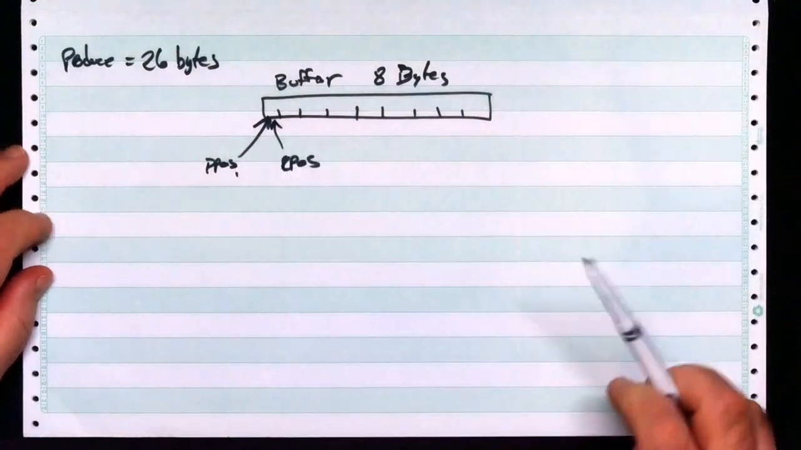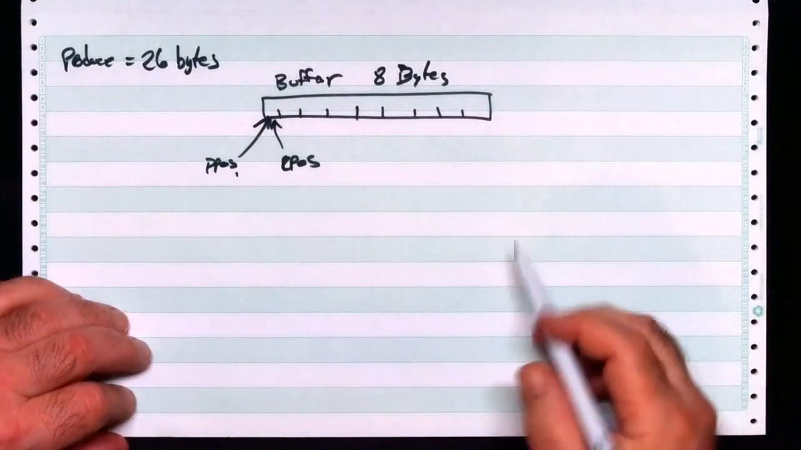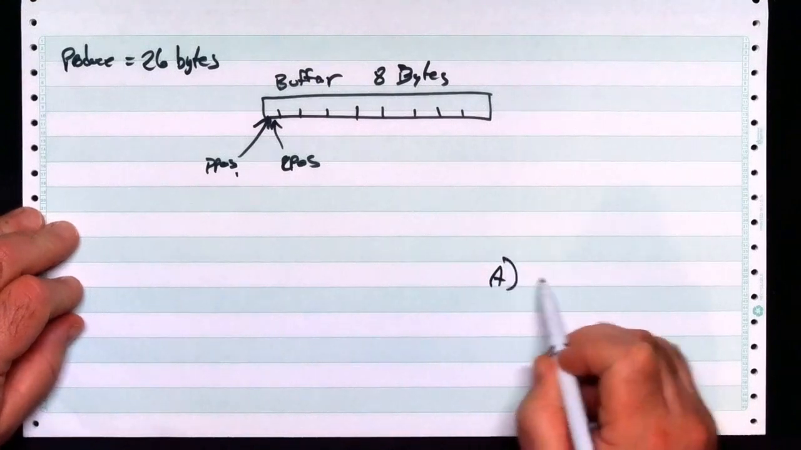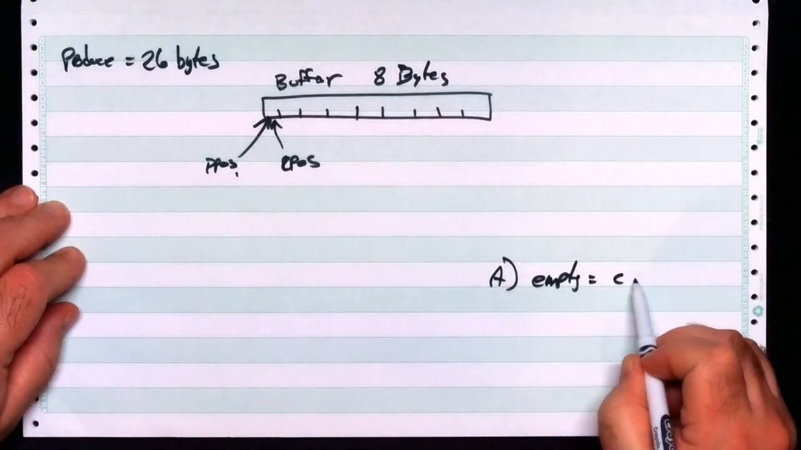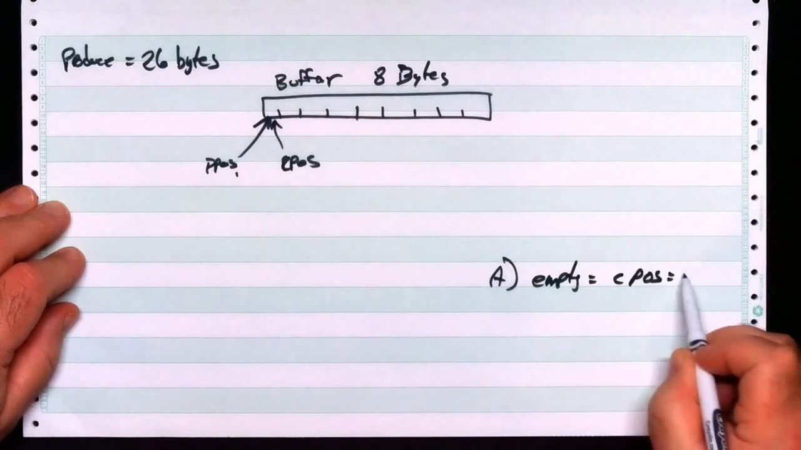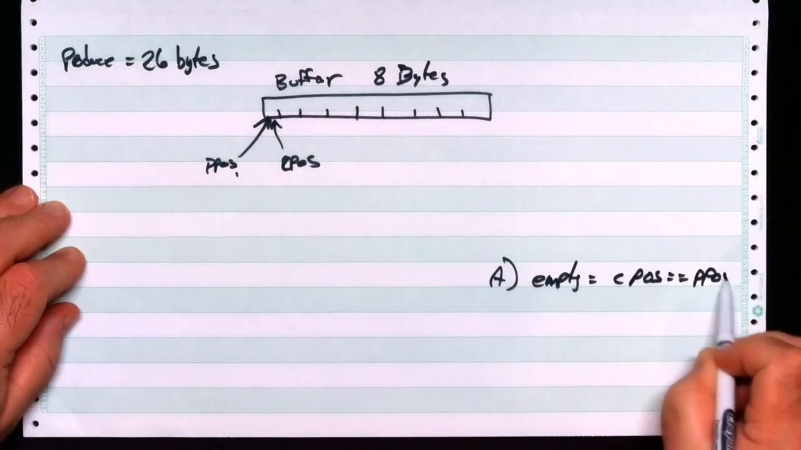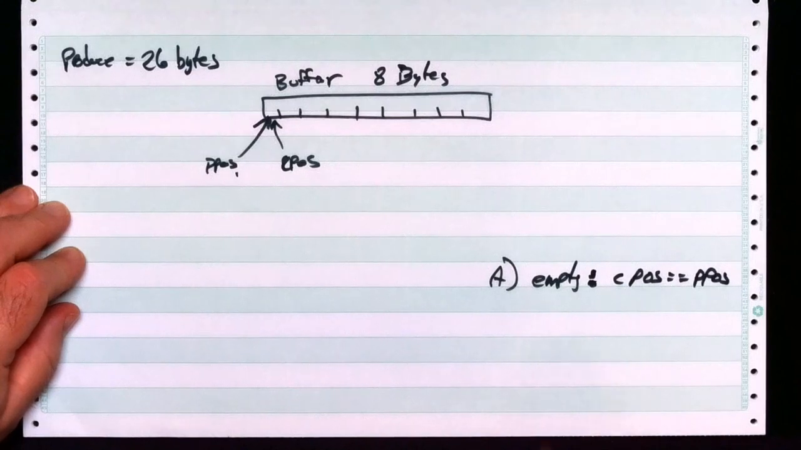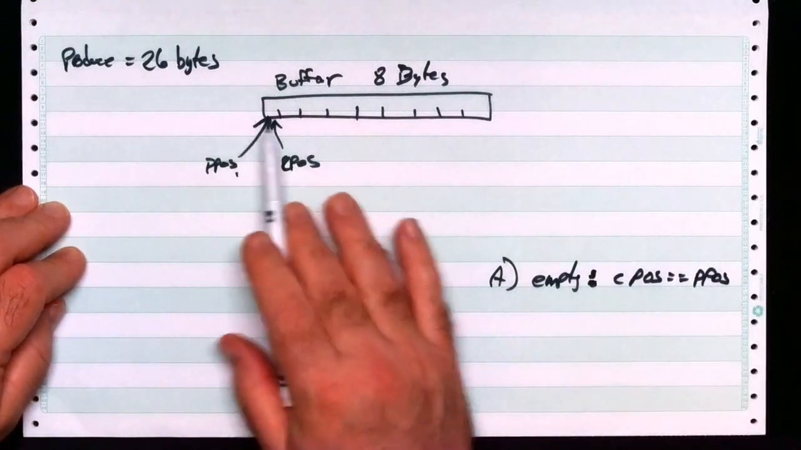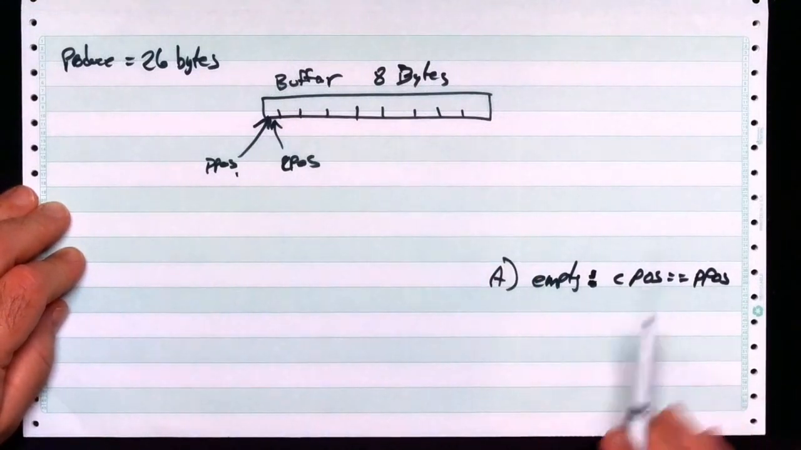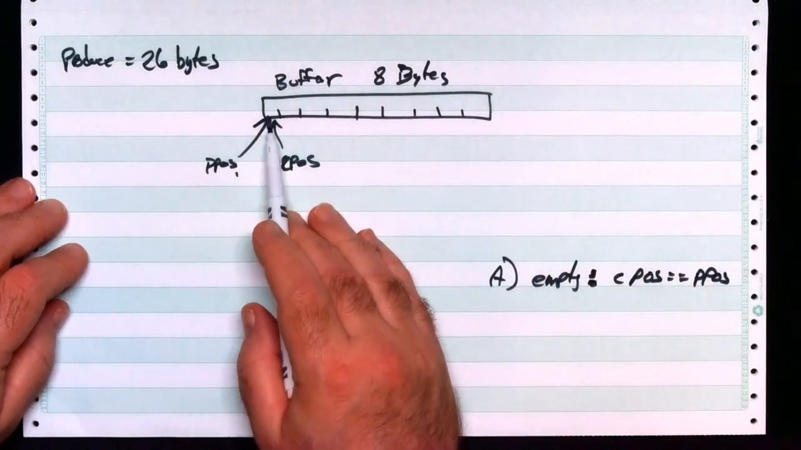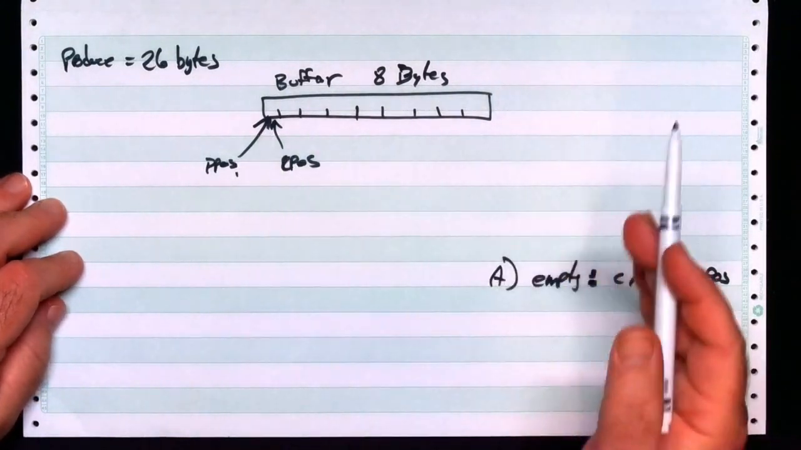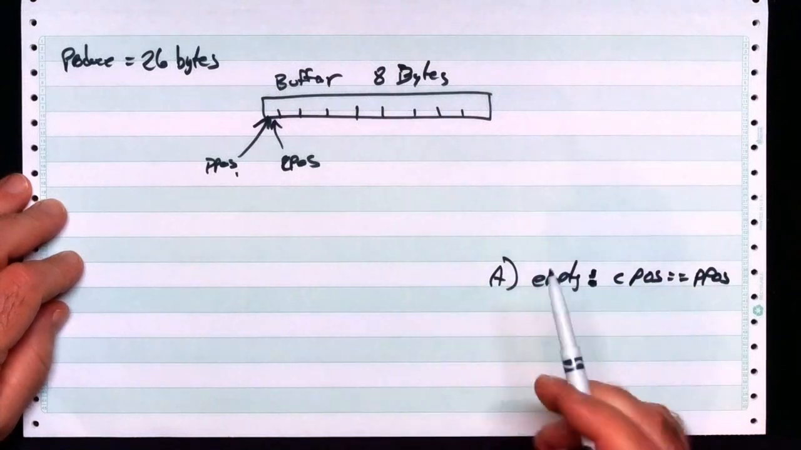This situation, when CPOS equals PPOS, that's when it's empty. Remember, that was condition A. Empty equals CPOS is equal to PPOS. When these two are the same, the buffer is empty. And that's literally true. They could both be pointing here. It doesn't matter that they're both pointing at 0. It's just coincidental. We've got to start them somewhere, okay?